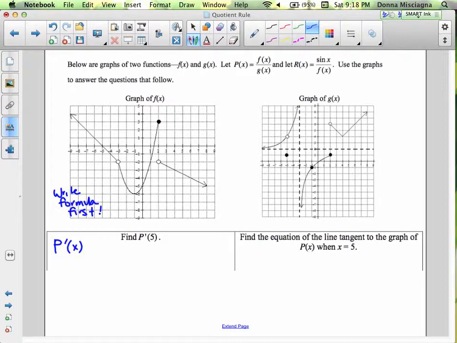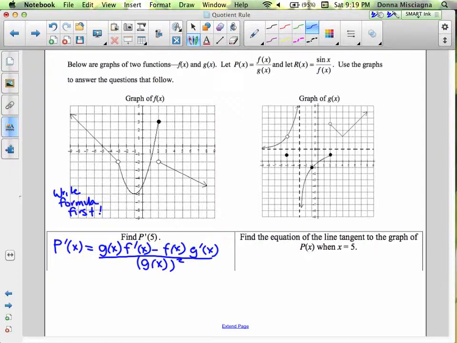So p prime of x is going to be equal to, our denominator is g of x, so g of x times the derivative of f of x, so f prime of x, minus f of x times the derivative of g of x, all divided by g of x squared. I had to look for a minute to see who was in the denominator again. g of x squared. Now let's find everything.